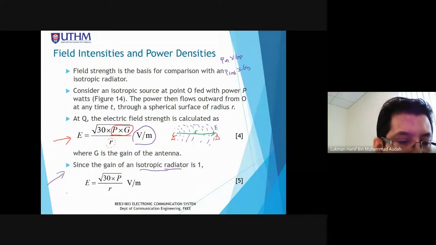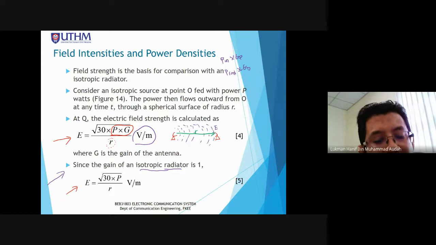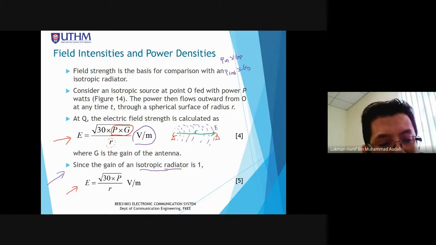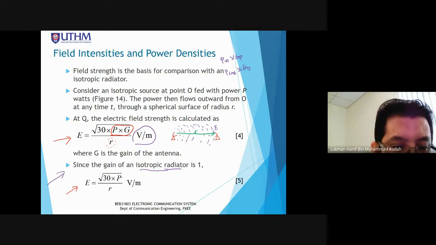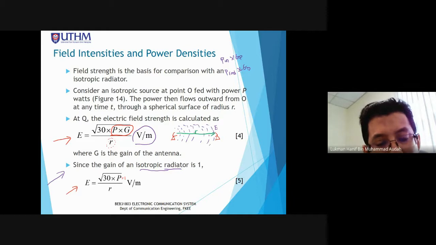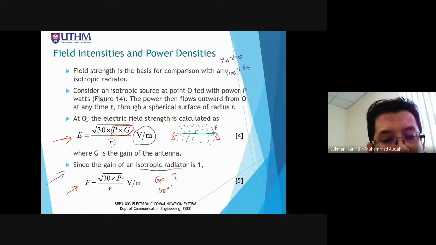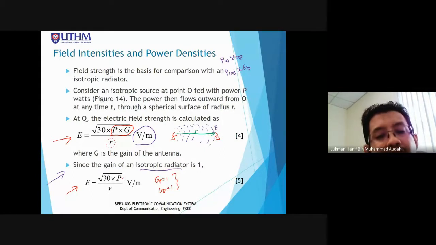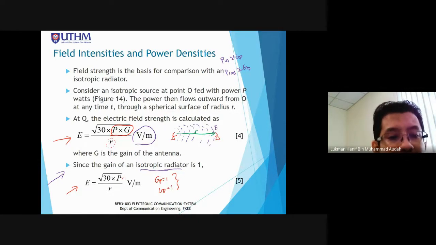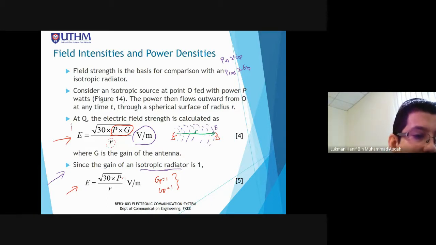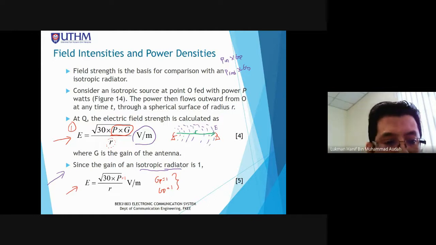Maka persamaan E field, kekuatan medan elektrik yang dihasilkan oleh isotropic antena ini bersamaan dengan square root of 30 times P divide with R. Okay. So kenapa macam ni? Kerana G di sini sebenarnya bersamaan dengan 1. Isotropic radiator GP sama dengan 1, directivity gain bersamaan dengan 1. Ini hanya untuk isotropic antena sahaja. Antena lain ada dia punya nilai gain yang tersendiri. Okey. So ini adalah persamaan pertama untuk E-field. Nanti kita akan lihat yang lain.